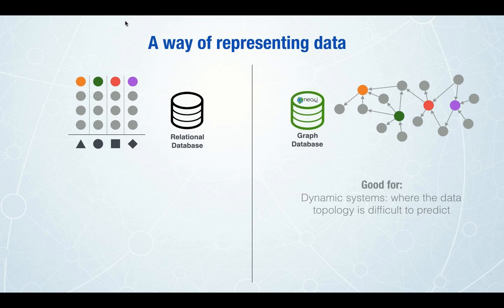So each record now can represent whatever it would like to. It can have common sets of fields. It can have common sets of relationships, but it can also have unique fields, and it can also have unique relationships that other parts of the data maybe don't have. This is really good for dynamic systems, where the data topology, as it were, is difficult to predict or continues to evolve, or where local subsets of it are different than the general case.